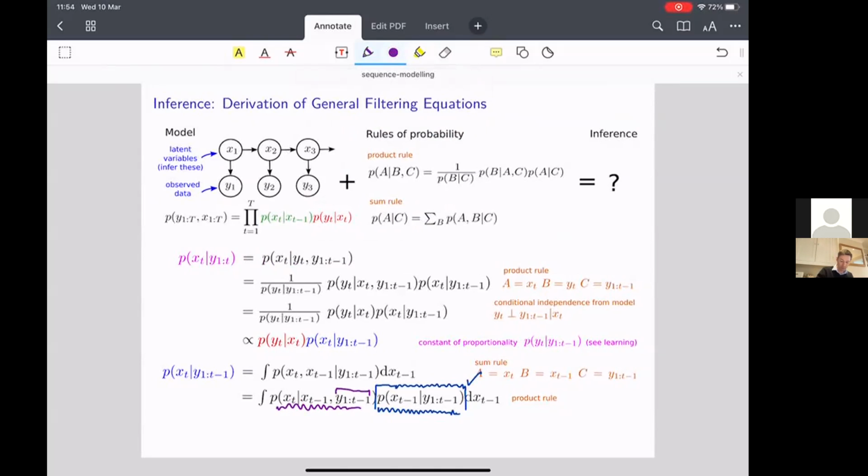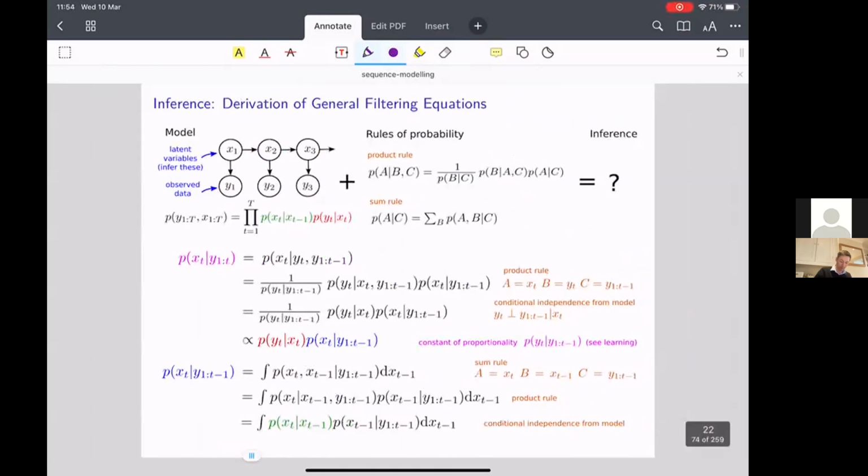So if you want to know, say, the value of the latent variable x_3, and you know the variable x_2, then no extra information is provided by the variables y_1 and y_2. This is due to the Markov assumption in the latent variables. The only thing which affects the variable x_3 is the variable x_2. So if you know its value, then that's all you need to determine the value of x_3. Because of the conditional independence property specified by the model, we can essentially ignore this part of the conditioning here. This is equal to the probability of x_t given x_{t-1}.